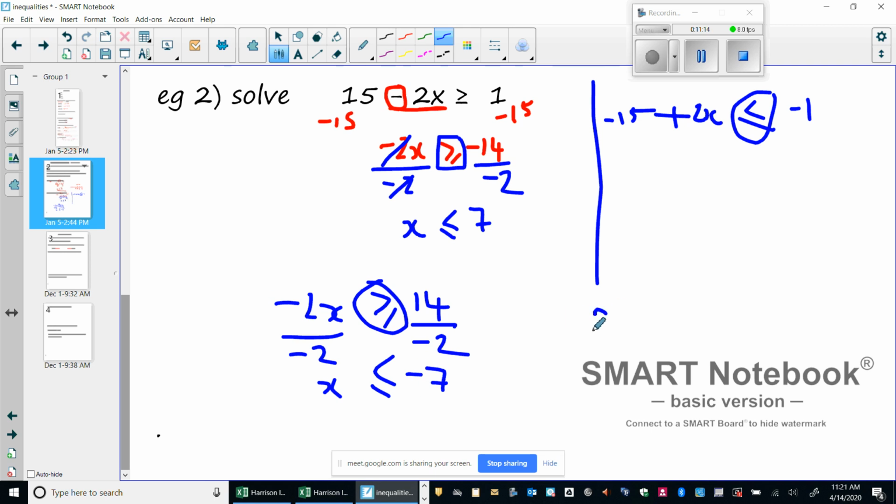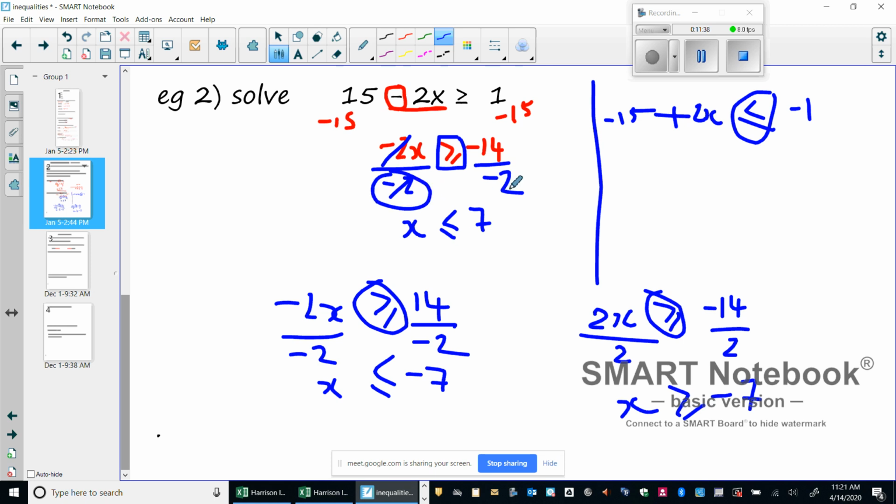Now, if it had said 2x is greater than or equal to negative 14, we only need to divide by 2, not negative 2. So we don't have to do anything with the sign. It still stays in that direction, and this would be negative 7. The only time we change the direction of the symbol is when the number we divide by is negative. Are we all good with that?